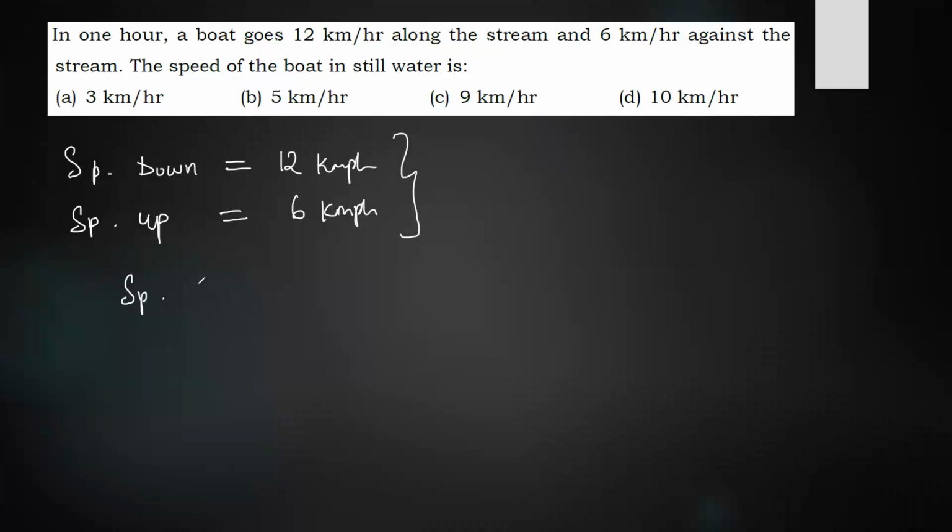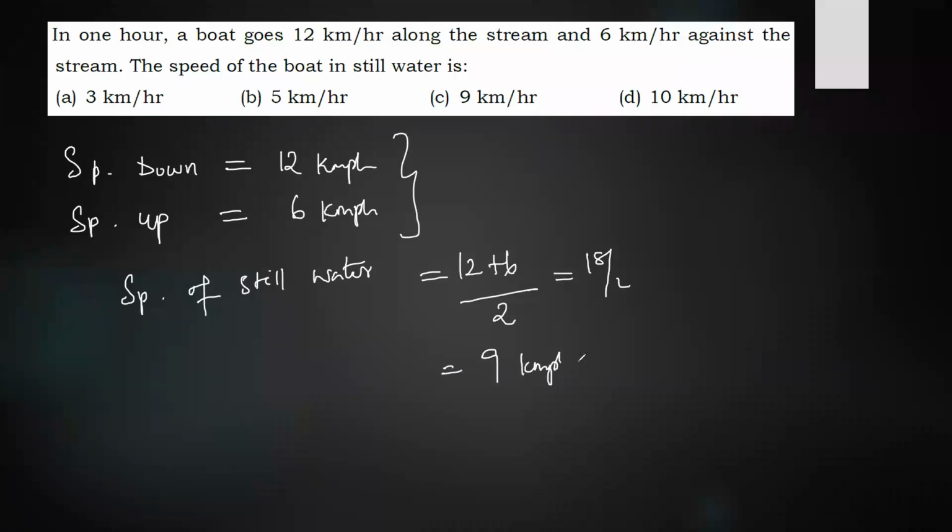Now, 6 kilometers per hour against the stream. Against is nothing but upstream, 6 kilometers per hour. So they've given both the speeds. This is a very important speed we need to find. We already know the downstream and upstream speeds, right? The speed of still water is the average, the speed of the boat in still water.